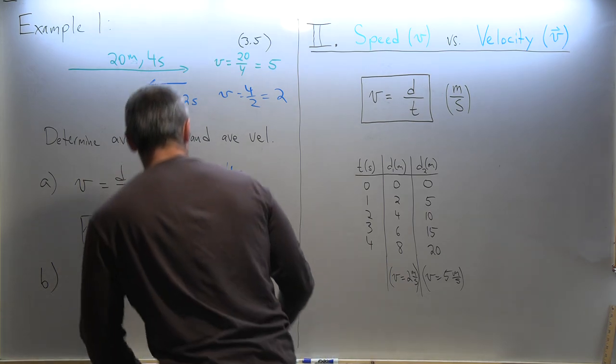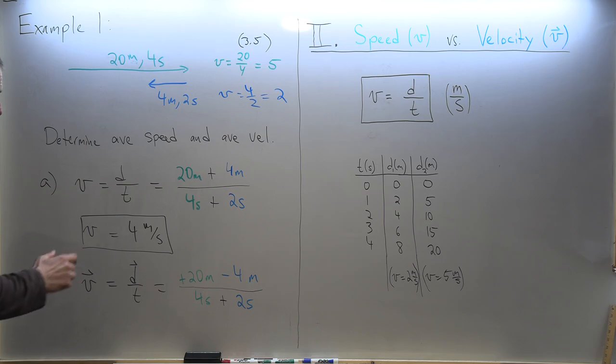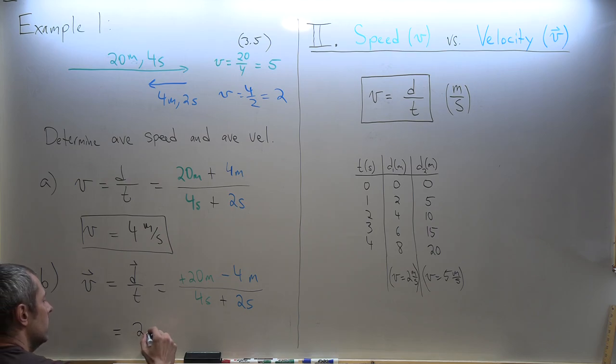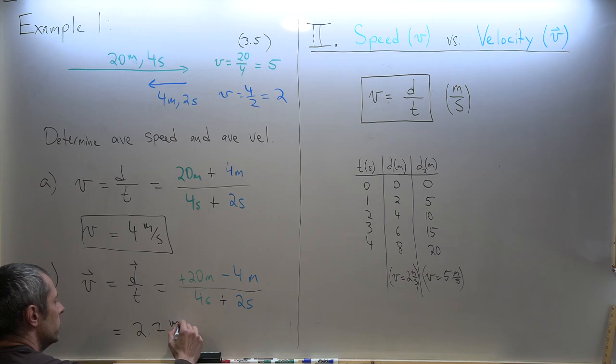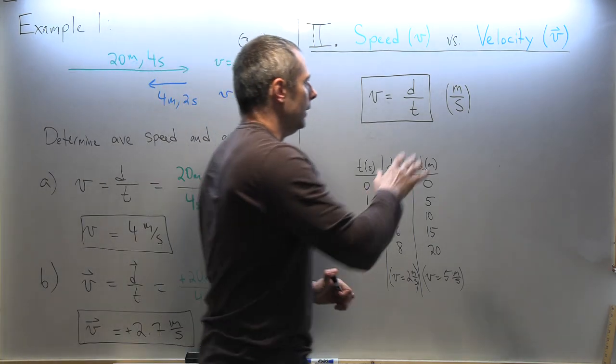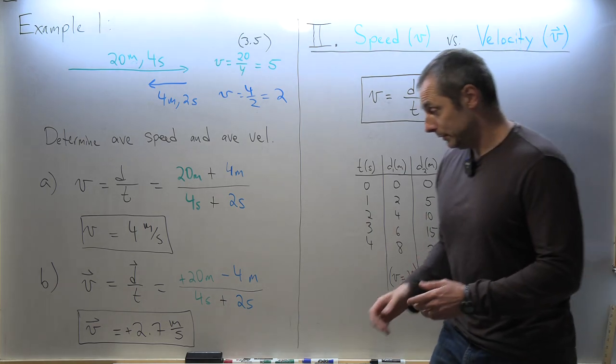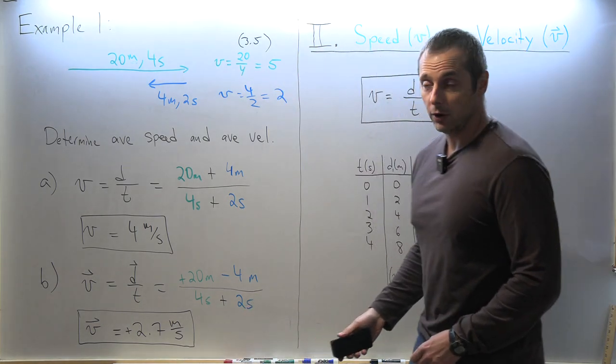So now what we get is 16 divided by 6 seconds. So that would give us 2.7 meters per second. And maybe we'll put a positive because it's in the forward direction. So the average velocity is that. So that's the one example I wanted to do with speed and velocity calculations, because like I said, I believe it's a trick question that comes up often.